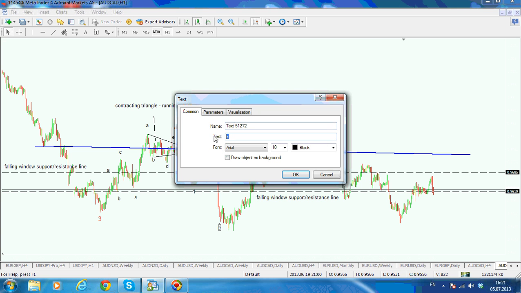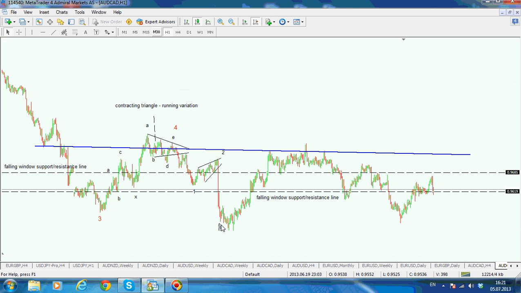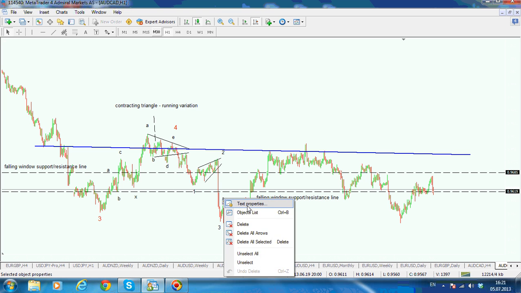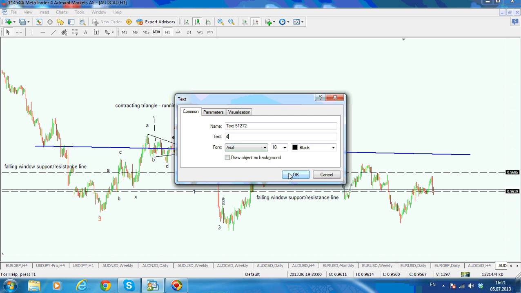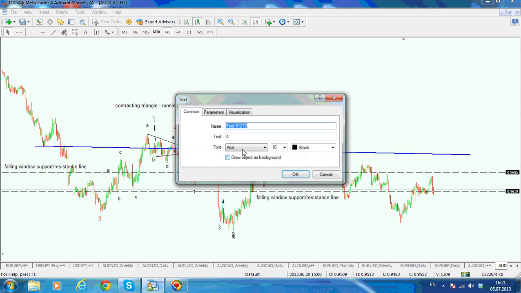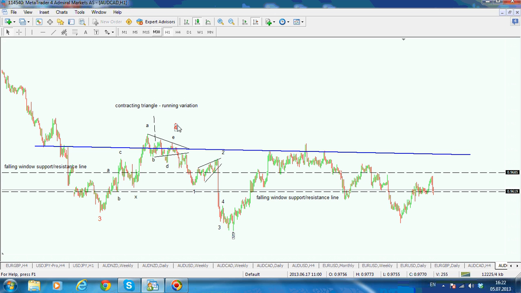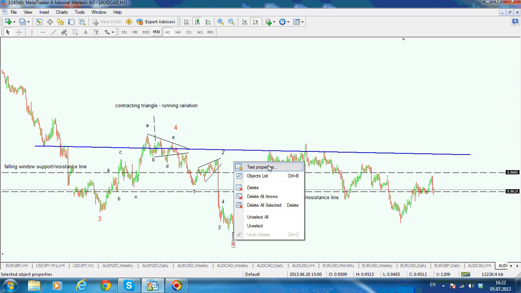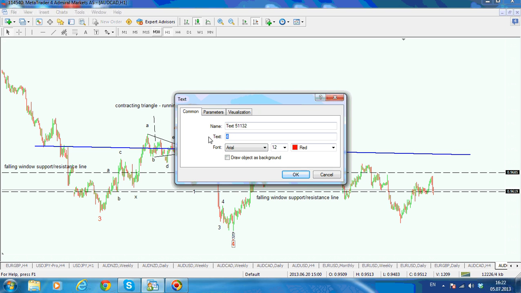a nice correction for the fourth wave, to the third wave, and then moving into the fifth wave here. So 1, 2, 3, 4, 5, five waves down for the fifth wave of this degree, and more likely a fifth wave of a higher degree.